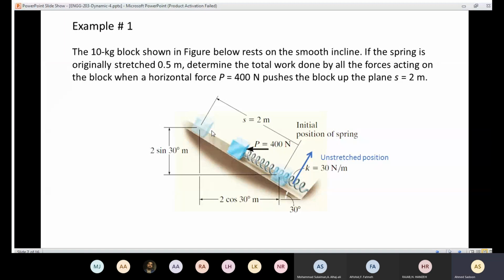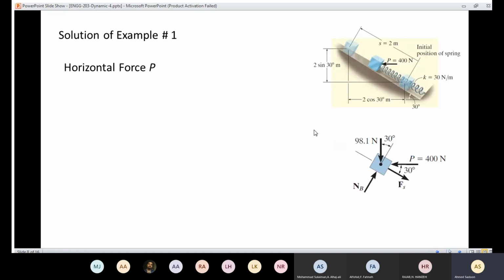So we need to determine the work done by all of the forces. So let's start with the horizontal force. Here we have the block, and here we have the horizontal force. And the angle here is 30, and also this one here is going to be 30. Because if this is X and Y, and you make a rotation to new X and Y, then this angle is going to be 30, and also this angle here is going to be 30.